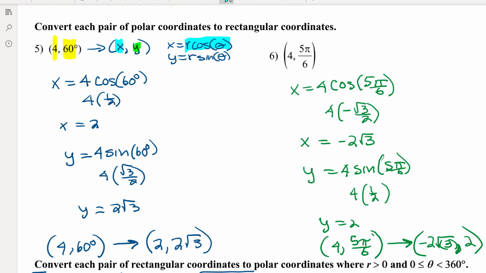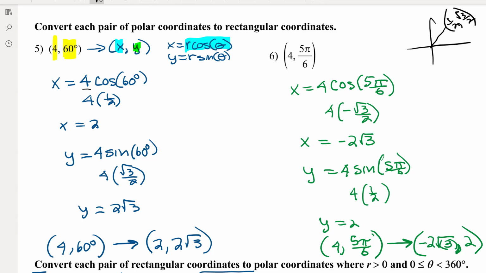So that's when you look at the unit circle at 60 degrees. Cosine is 1/2. Sine is √3/2. So radius times cosine 60, so radius times 1/2, half of 4 is 2. And then for y, 4 times the sine of 60, so 4 times √3/2, 2√3. That's it, using the unit circle.